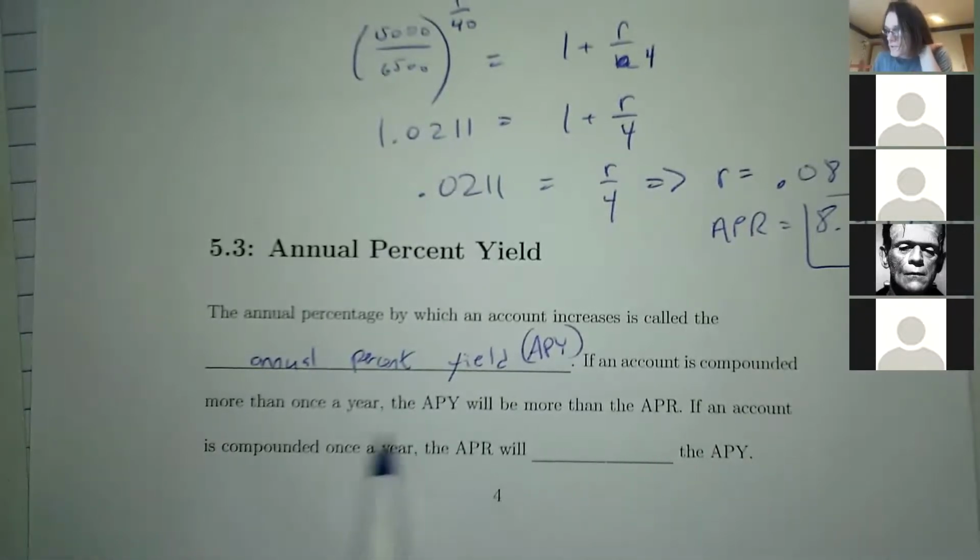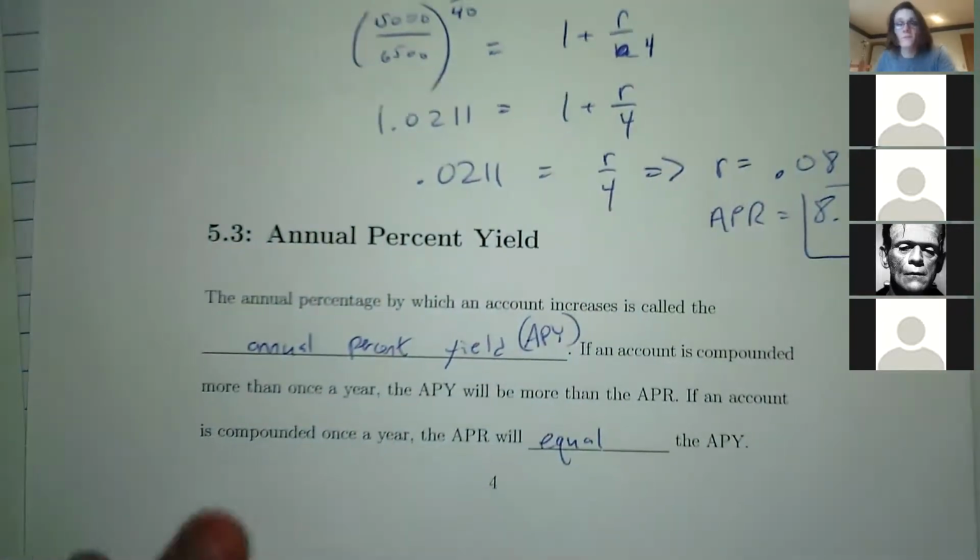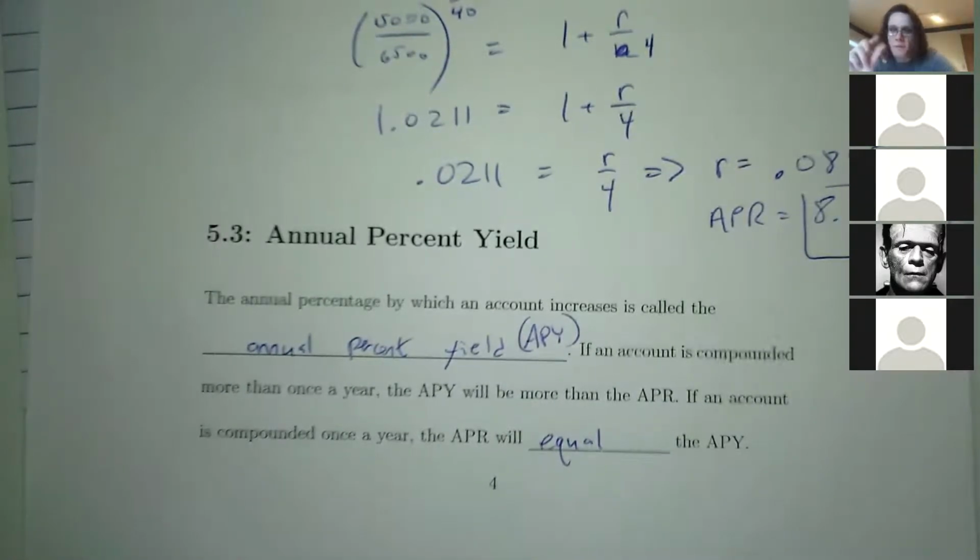If an account is compounded more than once a year, the APY will be more than the APR. If an account is compounded once a year, the APR will equal the APY. So basically what's happening here is that when we do compound interest more than once a year, you're going to gain slightly more money than if you had just done the interest once a year. And that slight more money gives you a slight increase in the APR, essentially. Like you're getting more percent yield, more percent interest than you would just from the straight APR.